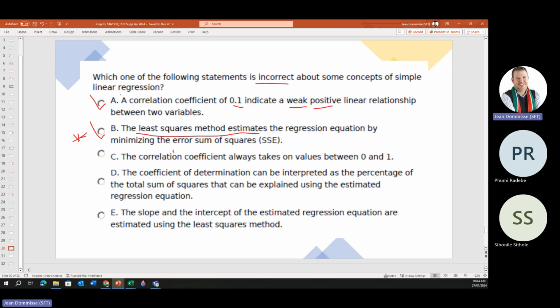Correlation coefficient is R. For R, it is always between -1 and 1. If it was the coefficient of determination, that lies between 0 and 1. So coefficient of determination is between 0 and 1. Correlation coefficient is between -1 and 1. Okay, so the incorrect one is option C.